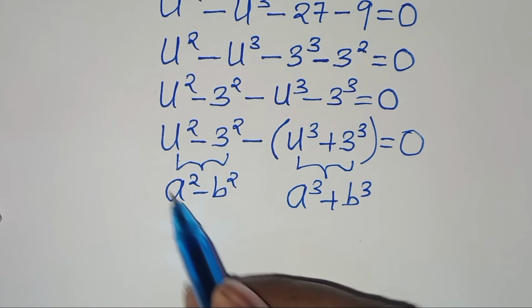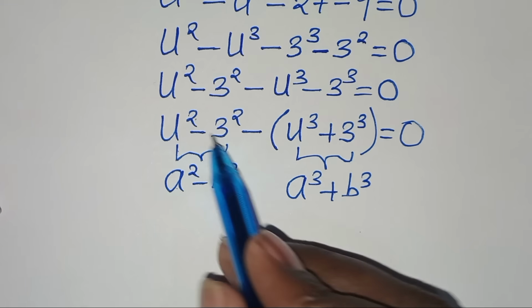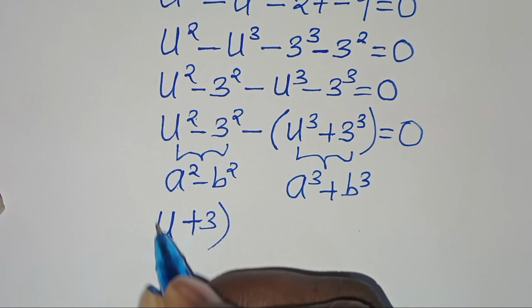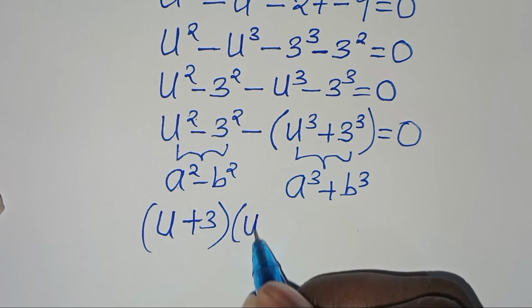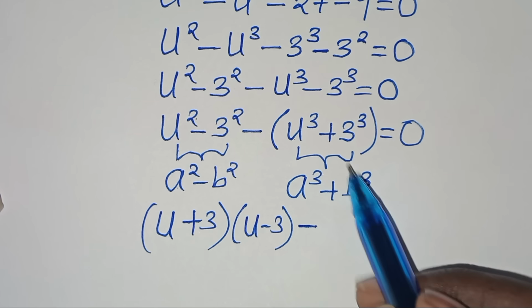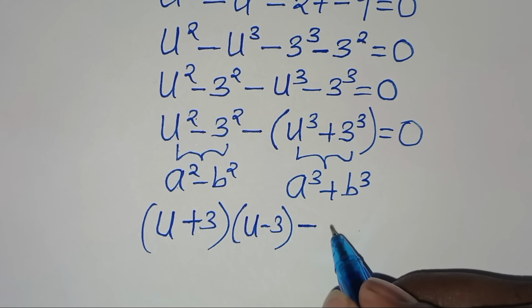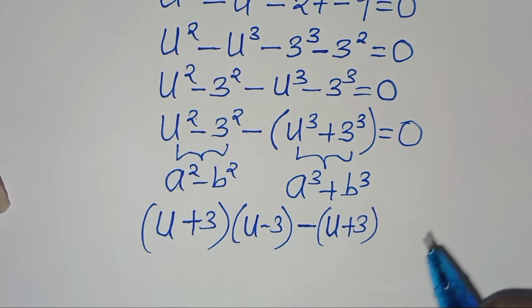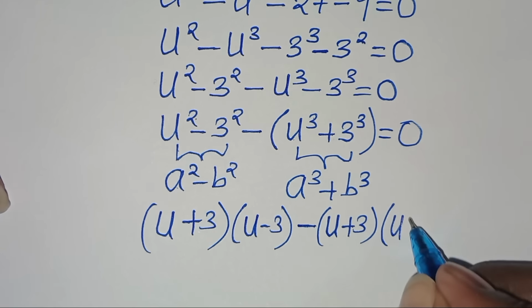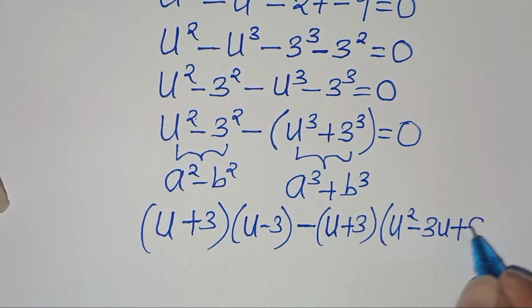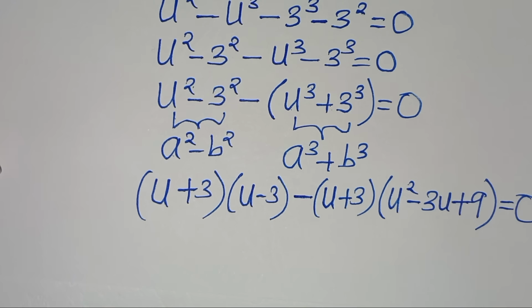So this is the difference of two perfect squares, u squared minus 3 squared. This is the same thing as (u plus 3) multiplied by (u minus 3). Then subtract. Now we can express u to the power of 3 plus 3 to the power of 3 as (u plus 3) multiplied by (u to the power of 2 minus 3u plus 3 squared, which is 9), and this is equal to 0.